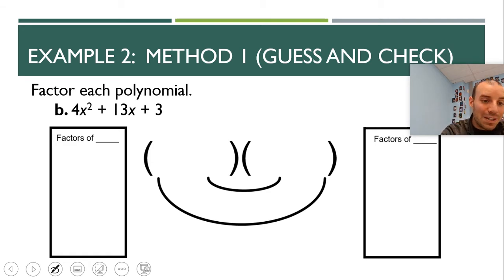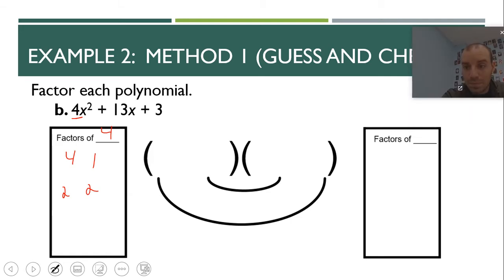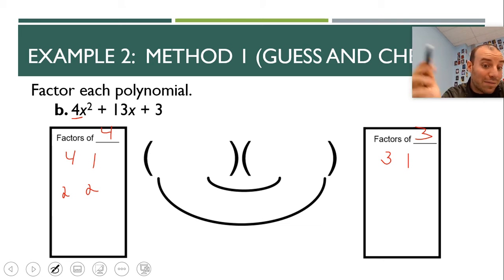The problem with this one is if we look at factors of a, which is 4, I can have 4 and 1, or I can also have 2 and 2. So I don't know which one it's going to be. And then I look at factors of 3, which could be only just 3 and 1. So I have to just try things.